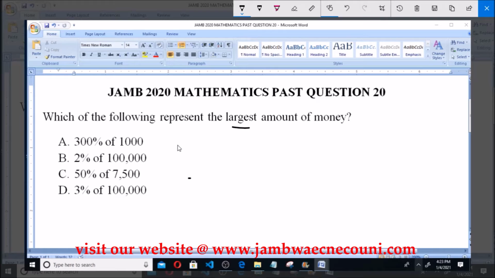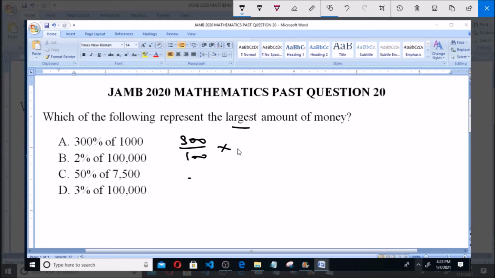Option A says 300% of 1,000. Now 300% of 1,000 simply means 300 all over 100 multiplied by 1,000, and that will give us 3,000. Now 2% of 100,000 simply means 2 all over 100 multiplied by 100,000. This 0 will cancel this 0, and then 2 times 1,000 will give us 2,000.